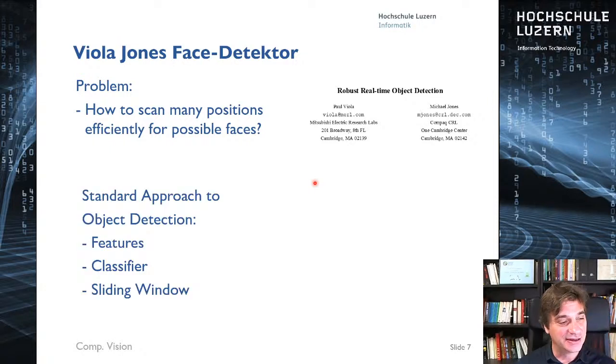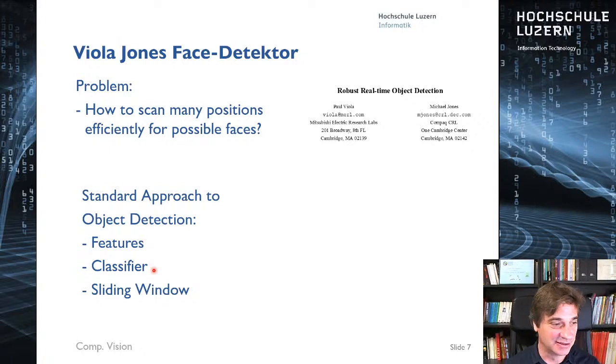So maybe if you just look a bit more broad on a standard approach, how would you do object detection for that kind of problem? Then your standard approach, you've already seen a little bit, would be you will probably calculate some features on your image, and then you can classify the image according to those features.